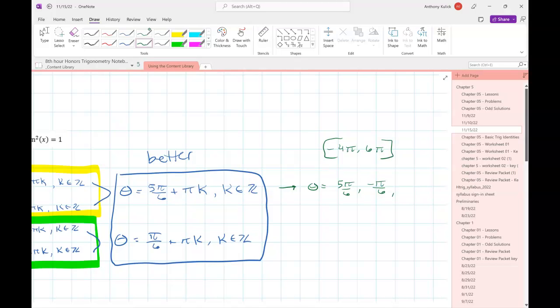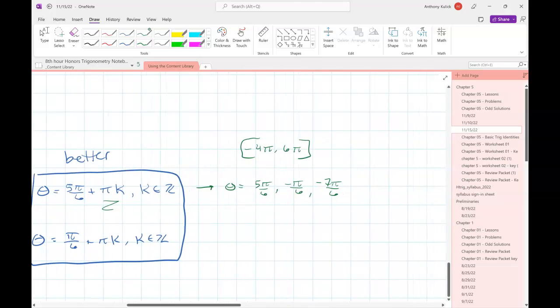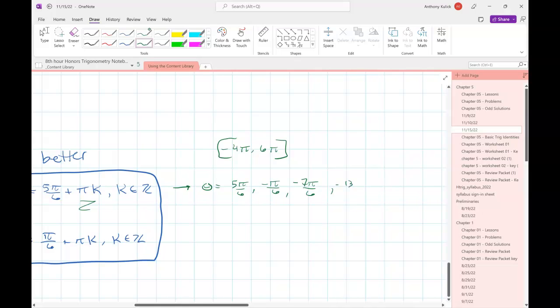Yes. And I'll subtract pi again. Is that still in between? Yes. So I'll do it again. Is that still in between? Yes. Okay, we'll do it again. Is that still in between? Yes. So we'll subtract again. Is that still in between? No! That's too small.